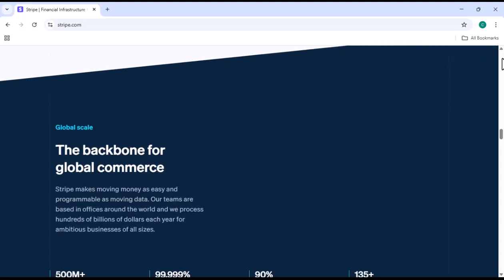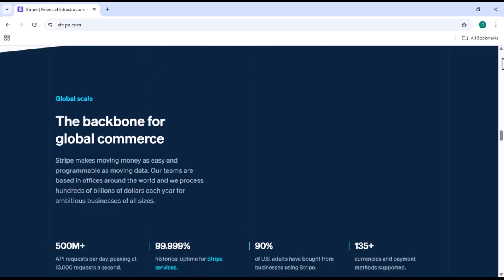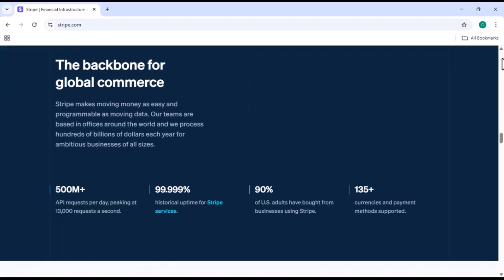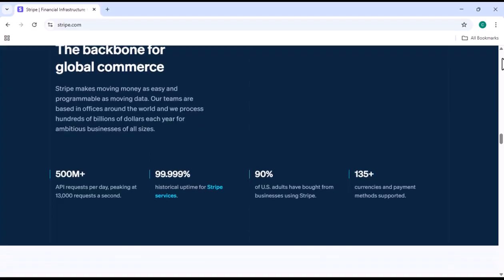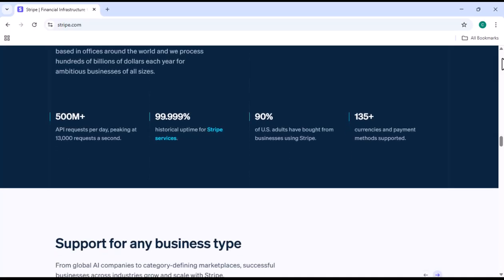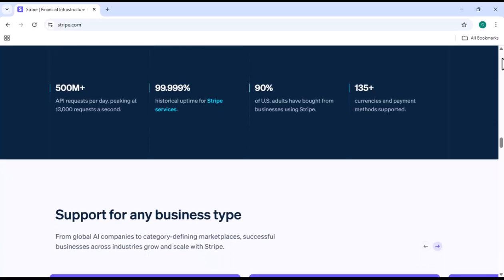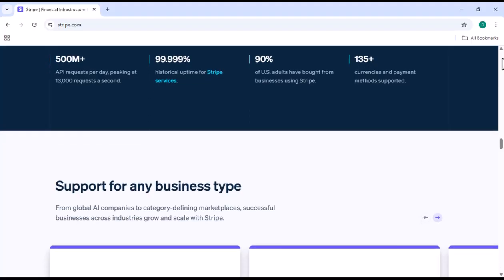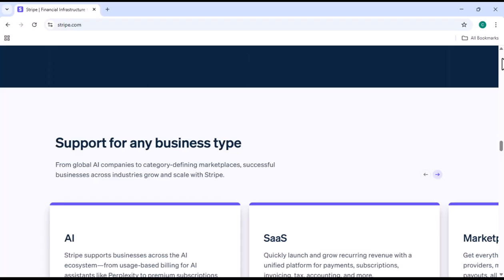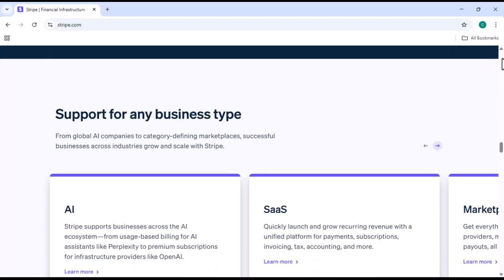Secondly, there are assessment fees. These are fees charged by the card networks themselves to the acquiring bank for the use of their networks. Think of it as a toll for using the payment highway. Thirdly, you have the payment processor's markup. This is where Stripe comes in. Stripe adds its own fee on top of the interchange and assessment fees to cover its services, providing the technology, security, fraud prevention, and customer support.